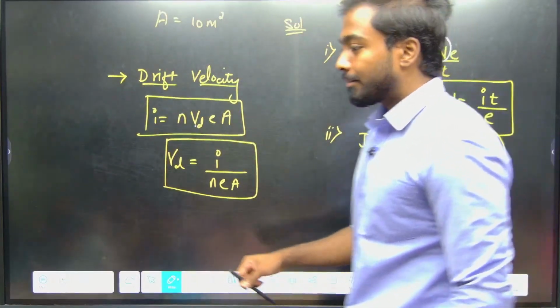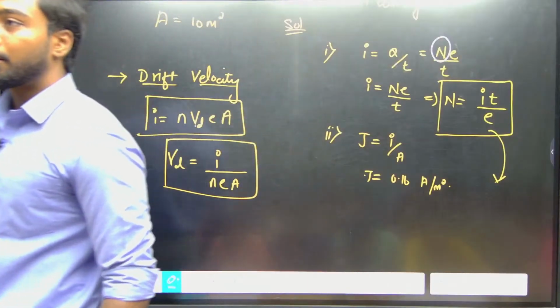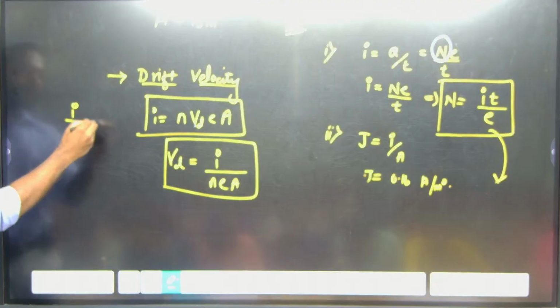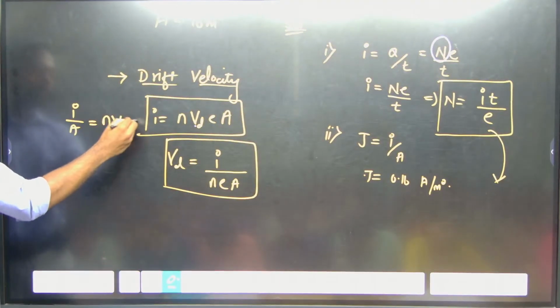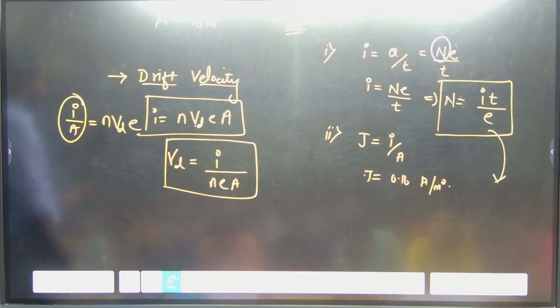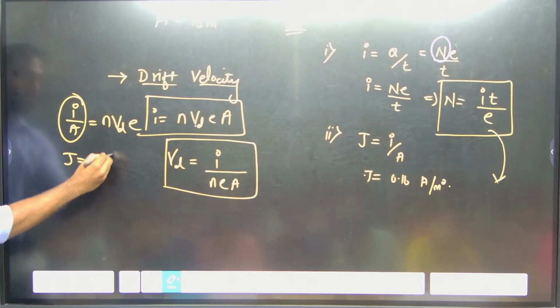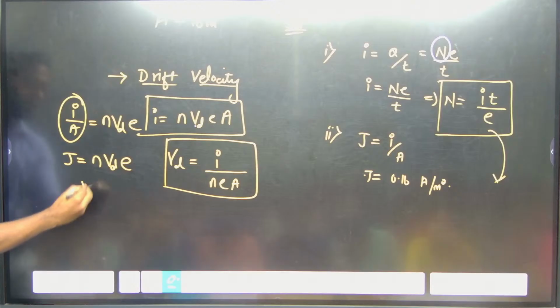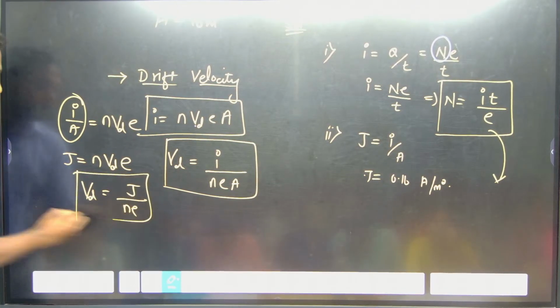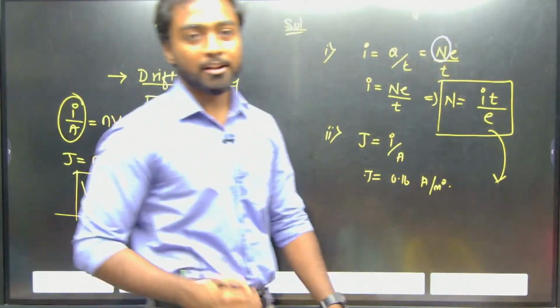So can I write this drift velocity in terms of current density? I by A is equal to nVe, which is nothing but I by A, current density, no? So J will be equal to nVe, and V will be nothing but J by ne. This is the formula in terms of current density.